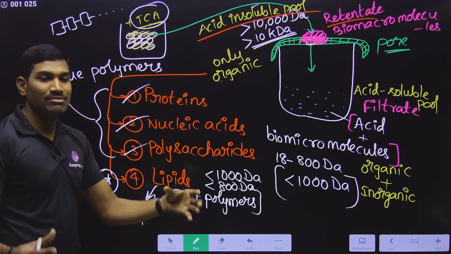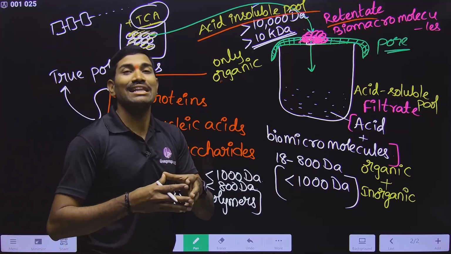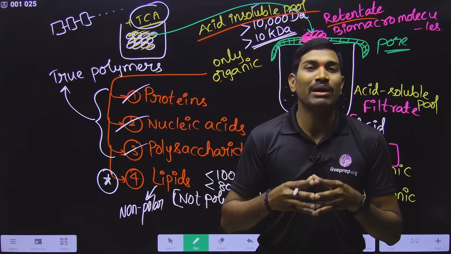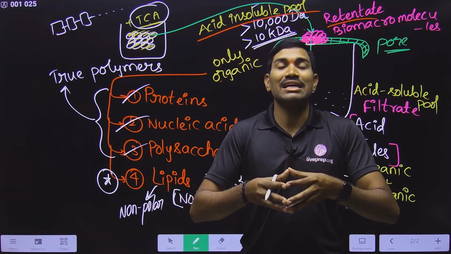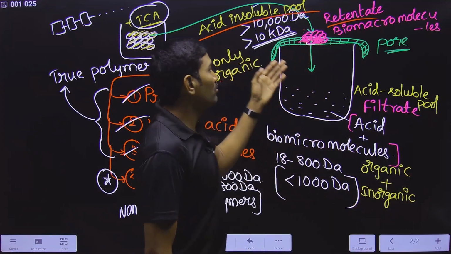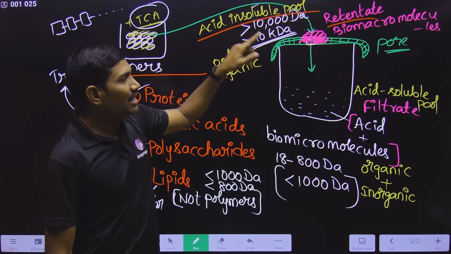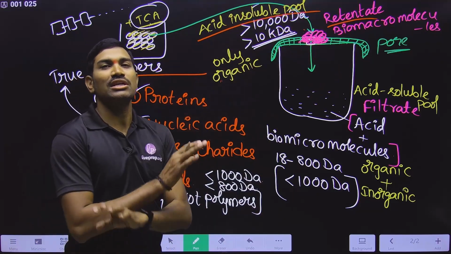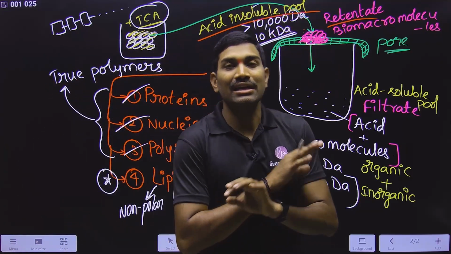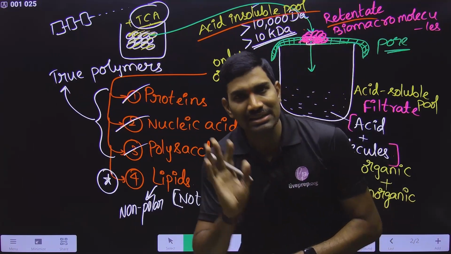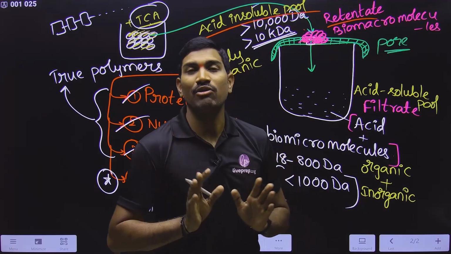That's why all the lipids gather together and form vesicles or micelles, so that their size is increased. And now these vesicles cannot pass through the cheesecloth. That's why they are present along with this fraction. But originally they are not polymers, and their individual lipid size is also less than 800 daltons. Very clearly they gave all this information.